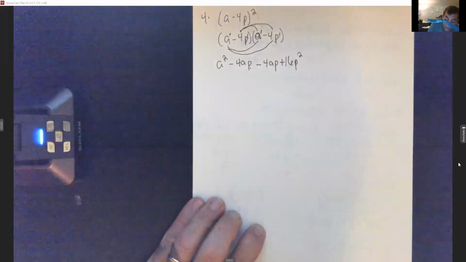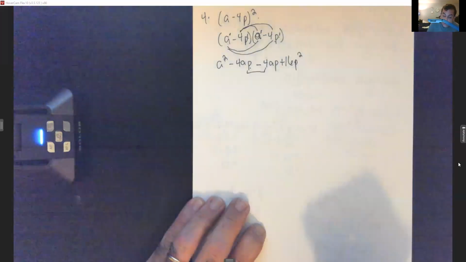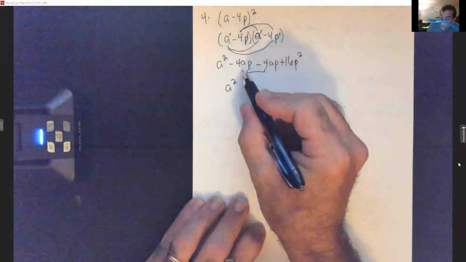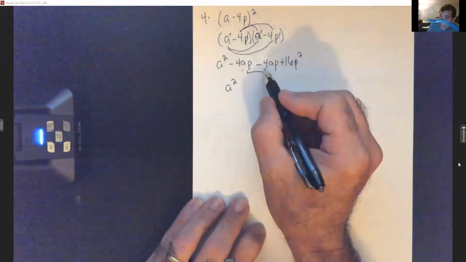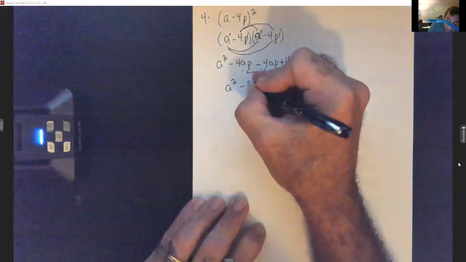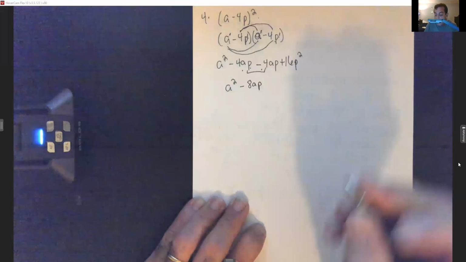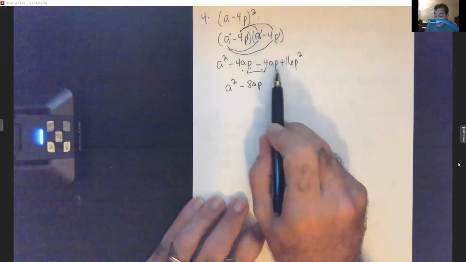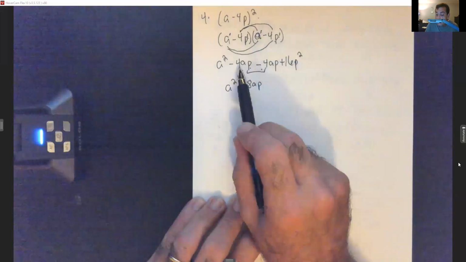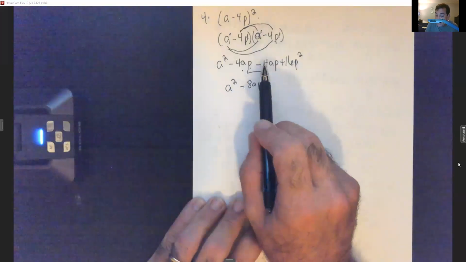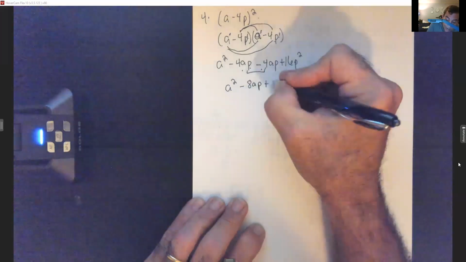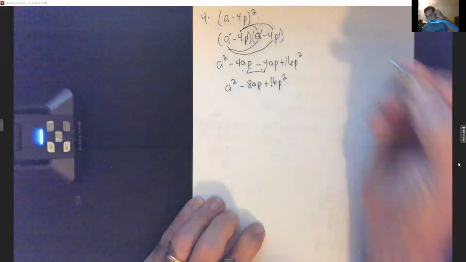All right, now the last thing is add like terms. So bring down the A squared. Negative 4AP and another negative 4AP is a negative 8AP. So you can't change the variables when you're adding and subtracting, okay? So I just remember a negative 4 plus a negative 4 is a negative 8. And then bring down your 16P squared. Okay?